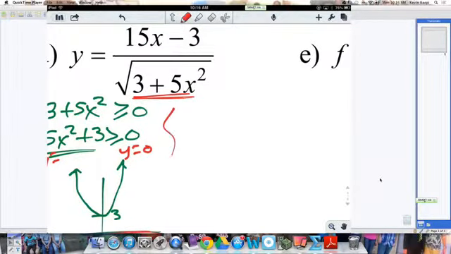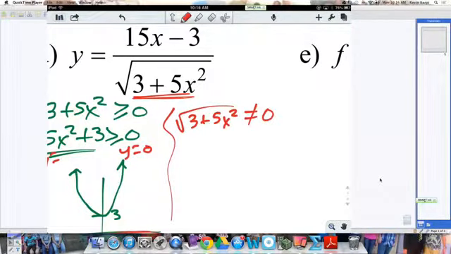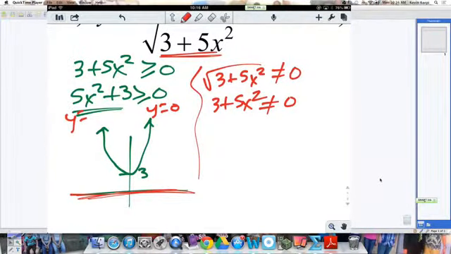Well, the next hurdle we have to clear is the division by 0. So we take the entire denominator, 3 plus 5x squared, say it can't be 0. We now have a radical equation. We solve it by squaring both sides. 3 plus 5x squared then shall not be 0 squared, which is 0. Well, if you look at the graph, for what values of x is this graph not equal to 0? All of them, right? It's never 0. It's 3 at the very least.